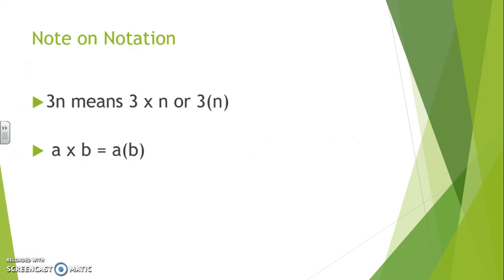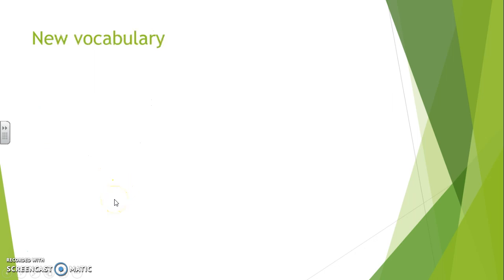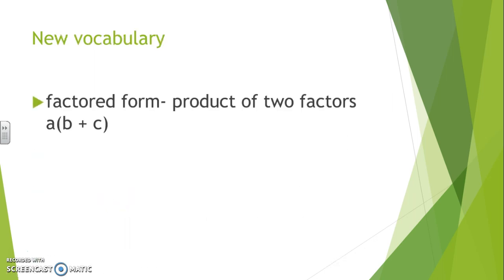Just as a review, a little note on notation: as we're writing expressions, please remember that 3n means 3 times n, and 3 times n can also be written with parentheses. So all three of these expressions are actually equal. They mean the same thing, to multiply. A times b can also be written with parentheses, so you could have two variables and still use parentheses to notate that.